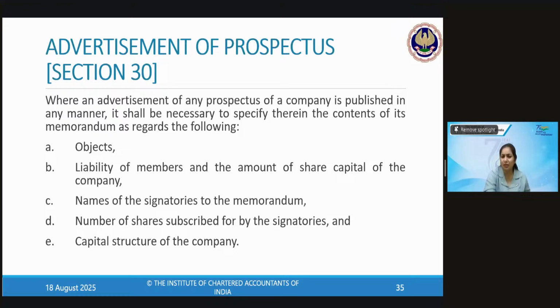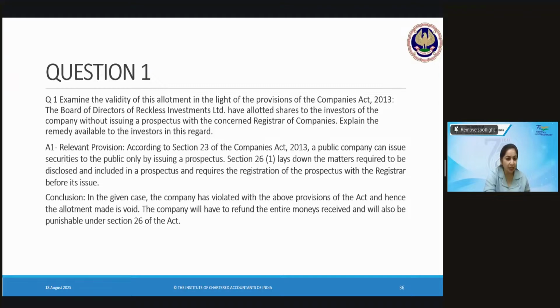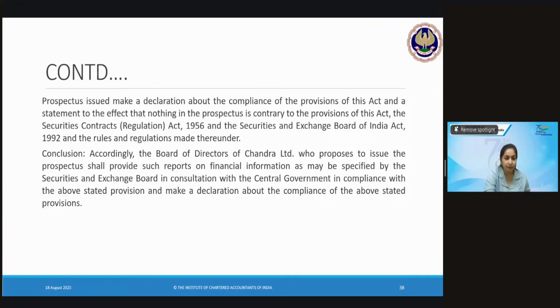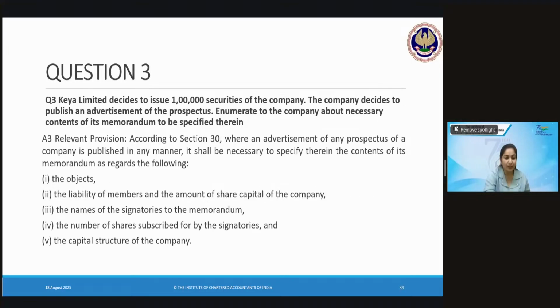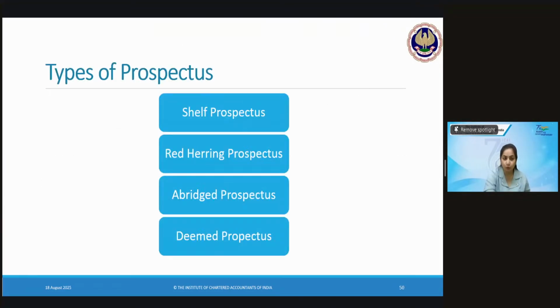A common question comes in the exam for 3 marks. You can write all these points. I suppose we have done all these points. Section 23 was left with you. I'll take it up today. Yes, we have done these questions. We have done all the MCQs also.